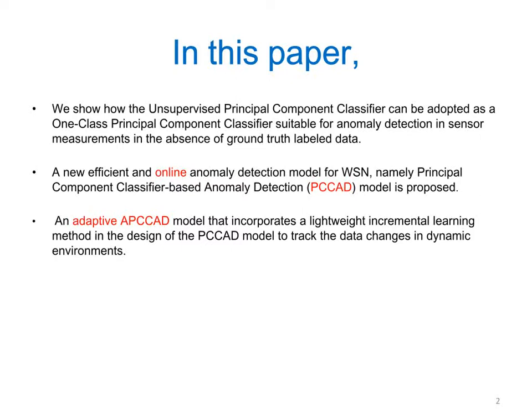In this paper, we show how the unsupervised principal component classifier can be adopted as a one-class principal component classifier, which is suitable for anomaly detection in sensor measurements because there is no ground truth labeled data. Therefore, we proposed a new efficient and online anomaly detection model, namely BCCAD, which is principal component classifier based anomaly detection.